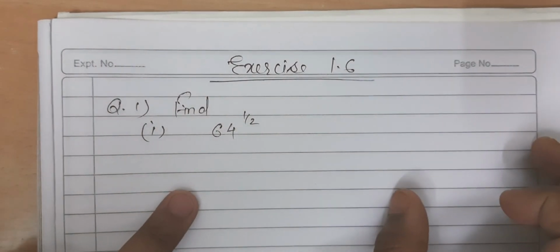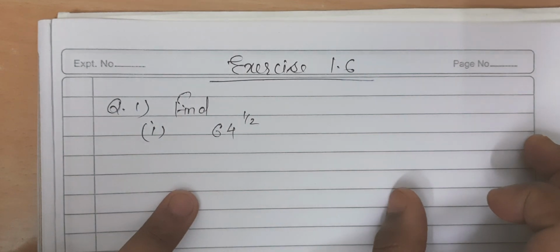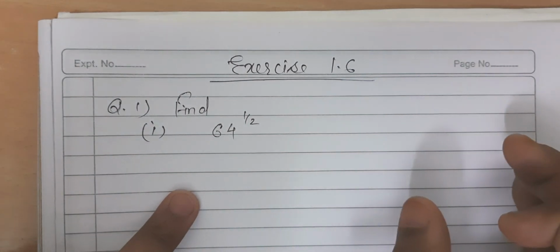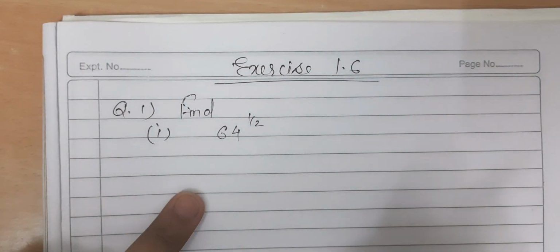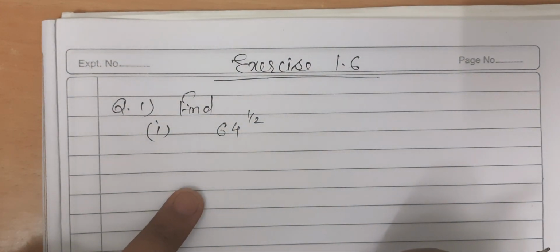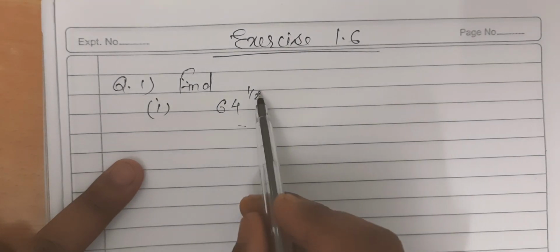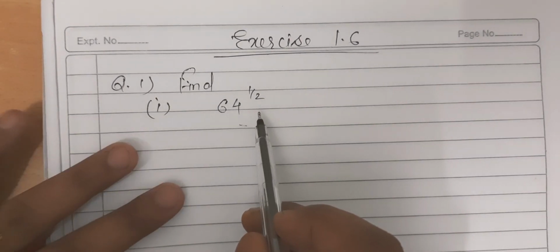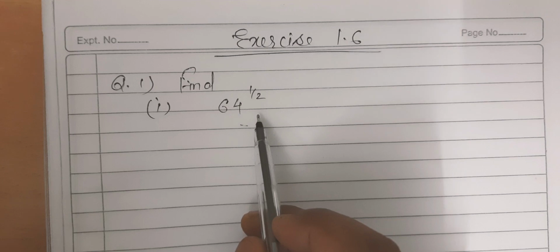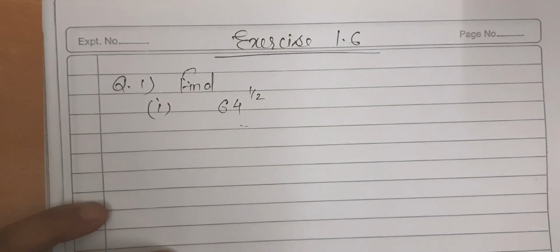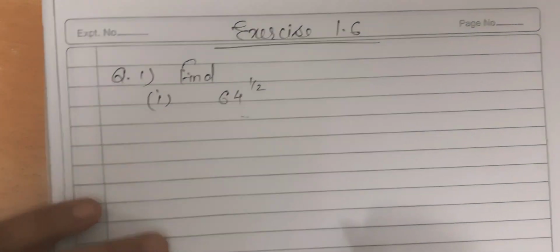So still, if you find any difficulty in laws of exponents, it's completely fine. You just see these examples. From these examples, you will understand the laws of exponents. So the first question is 64 raised to the power 1 by 2. We have to simplify, or find this value, or write our answer in the simplest form.